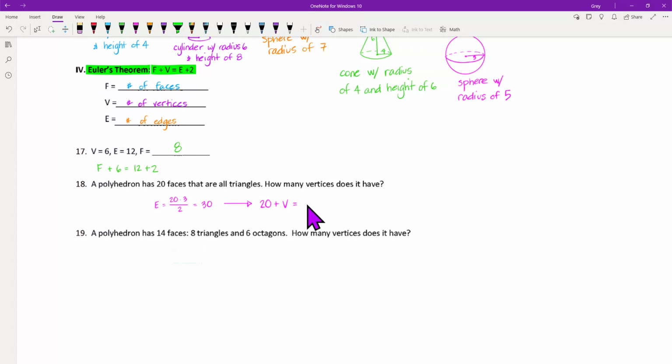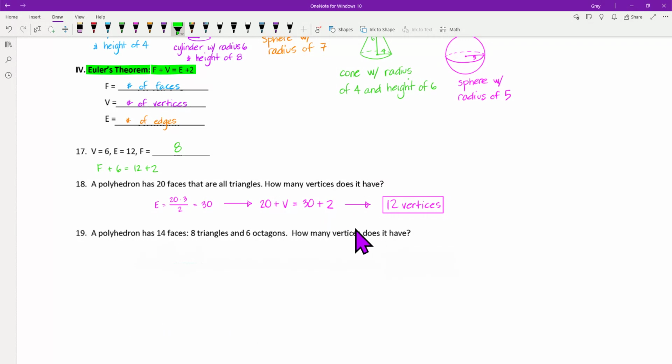So I'm going to plug that in my formula. 30 plus 2 is 32, and 32 minus 20 is 12. And so that means that we have 12 vertices. All right, last one. A polyhedron has 14 faces, 8 are triangles, and 6 are octagons. How many vertices does it have?